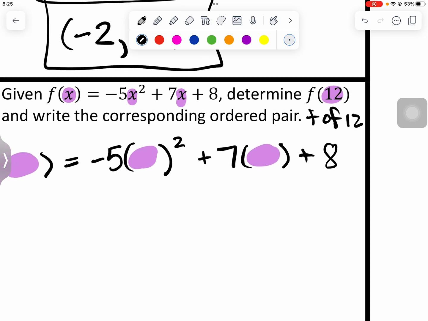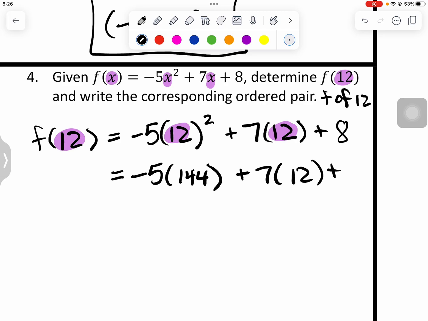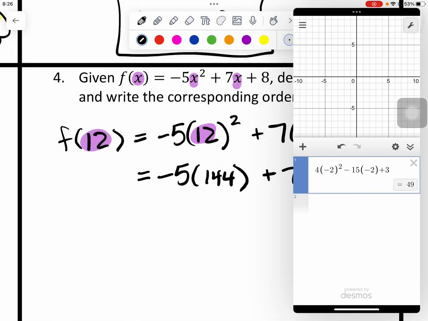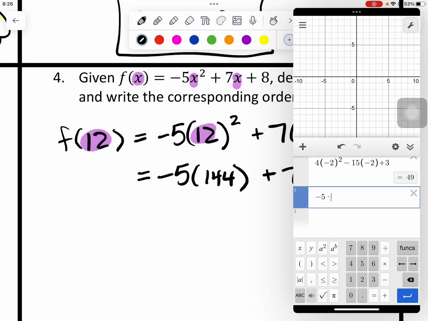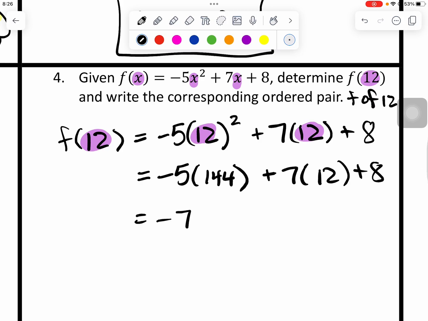All right, let's get at it. There's our 12s. Remember, the left-hand side, I don't need to do anything to. We're just on the right-hand side using our order of operations. 12 squared is 144, plus 7 times 12, plus 8. All right, now let's check: negative 5 times 144 is negative 720, plus 7 times 12 is 84, plus 8.